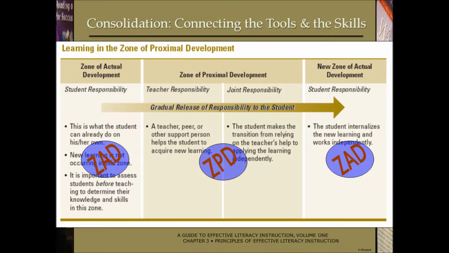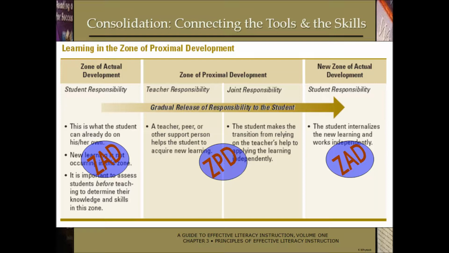So you apply this to another graph, and this comes from Principles of Effective Literacy Instruction. You look at the learning in the zone of proximal development. So we have the ZAD, the ZPD, and the ZAD. In the zone of actual development, this is what the student already knows and can do. New learning is not occurring in this zone.